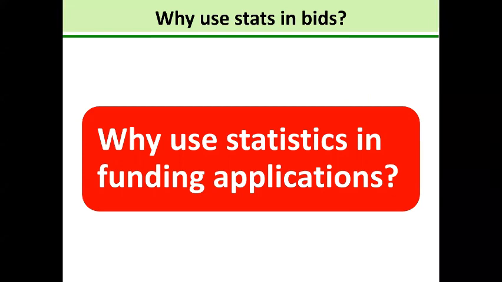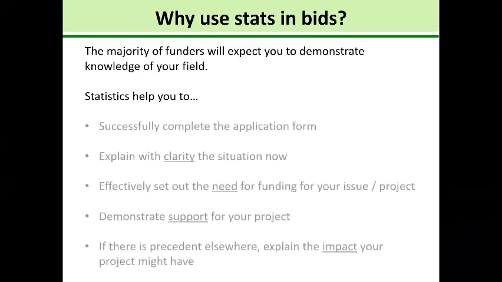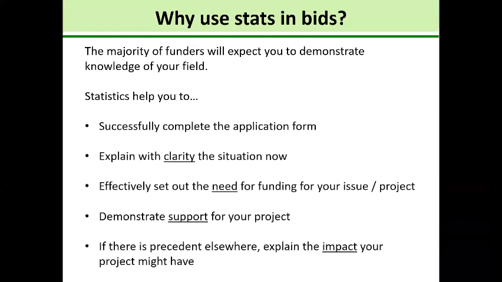So why use statistics in funding applications? Funders will want you to demonstrate that knowledge, but also that evidence of need. So you effectively set up the need for the funding for your project or service. Essentially you also demonstrate support for your project, in terms of, if you did a survey of local people, how many people were involved, stakeholders and so on.